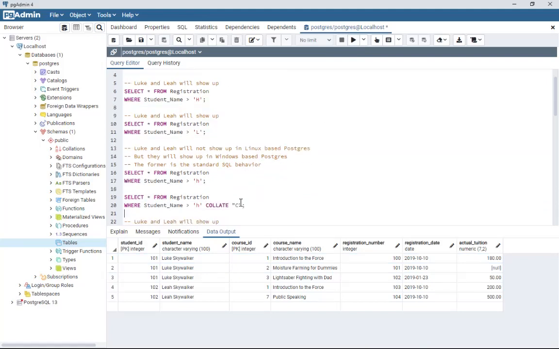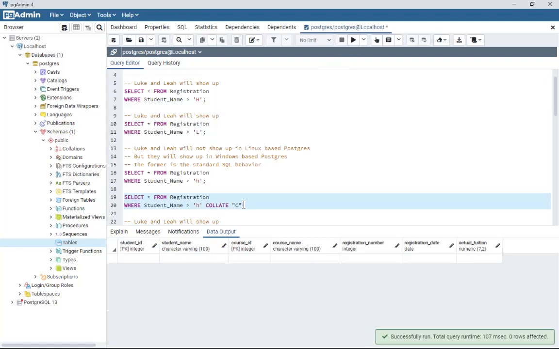But I can change the behavior by adding this COLLATE C. I don't expect you guys to do that. However, I'm just telling you, you can do it. You can force Postgres to behave the standard SQL way. You can see that once I add this COLLATE C, which tells what the character set is supposed to be using, I'm getting the correct result, where uppercase H is not greater than uppercase L, and uppercase L is not greater than lowercase h, right?